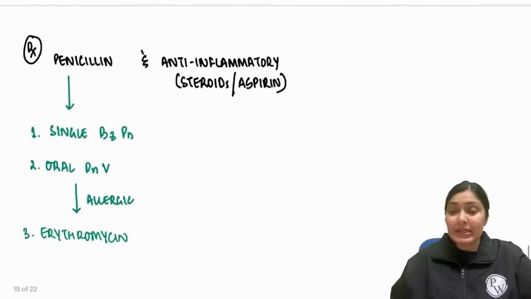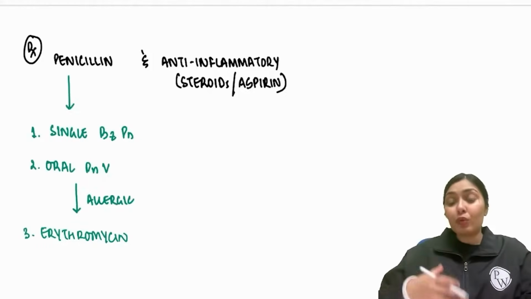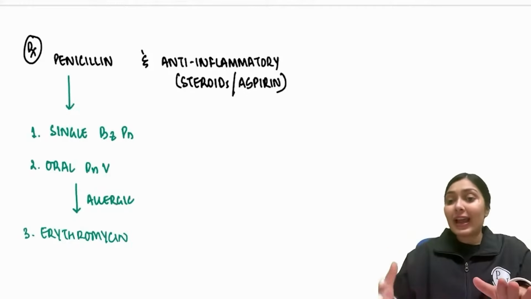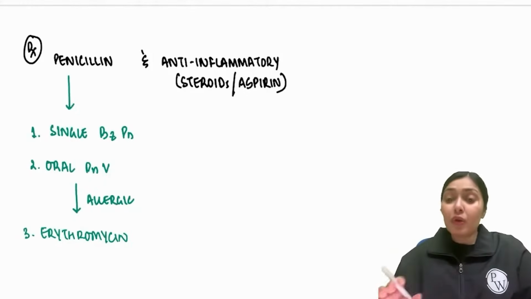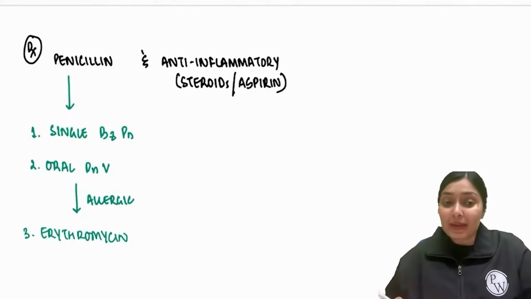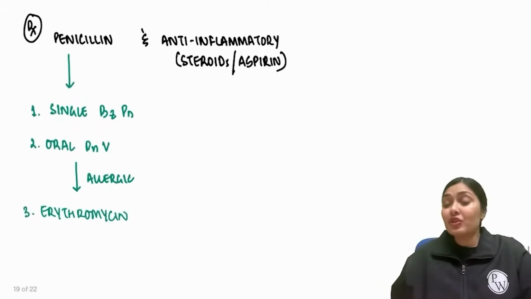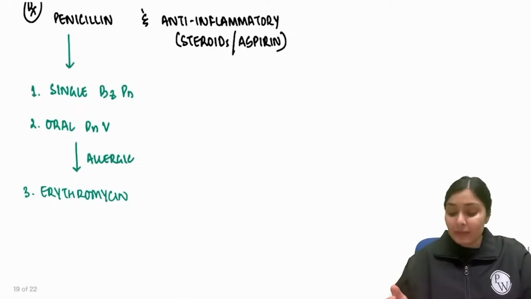How will you treat? This is happening post-infection. Firstly, you have to give antibiotic like penicillin so that no further antibodies are formed. And to prevent that infection, I will need anti-inflammatory drugs like steroids, aspirin. So firstly, we are going to give penicillin. We can either give a single dose of benzathine penicillin, or if the child does not want a single injection, we can go for oral penicillin, penicillin V.